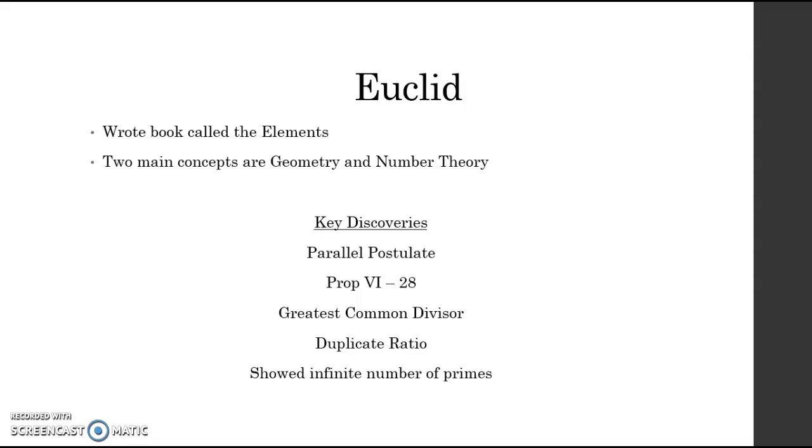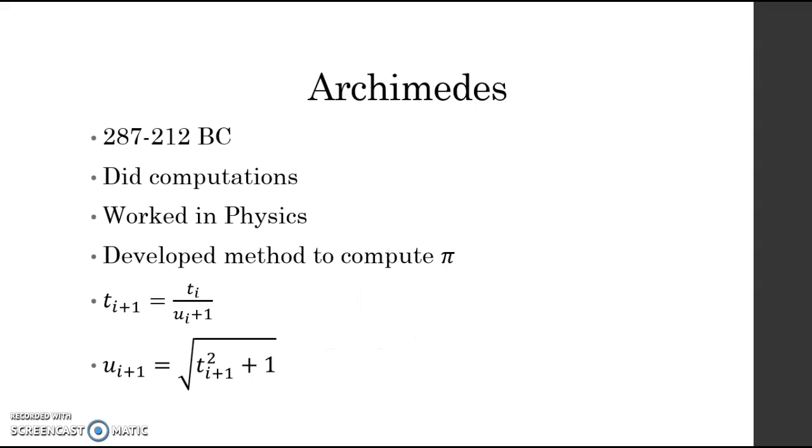So we're going to go over some of his key discoveries and summarize them very quickly. He came up with the parallel postulate, and this was a somewhat controversial topic at the time. It dealt with alternate angles. Another thing he came up with was proposition 6.28. This helped connect geometry and algebra and dealt with finding the area. Some things with number theory that he did were the greatest common divisor, the duplicate ratio, and he also showed there are an infinite number of primes.